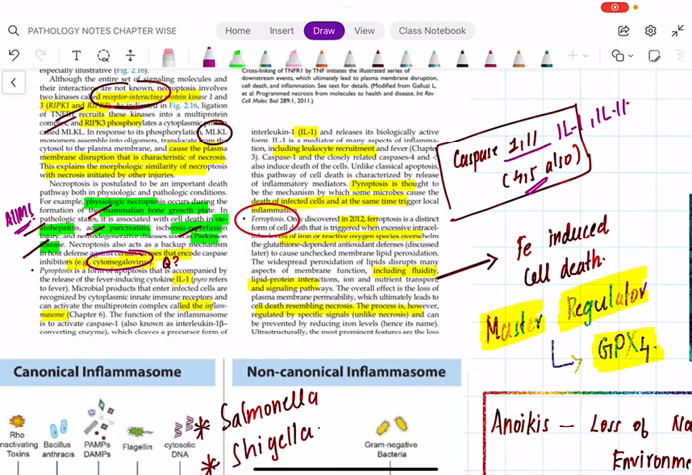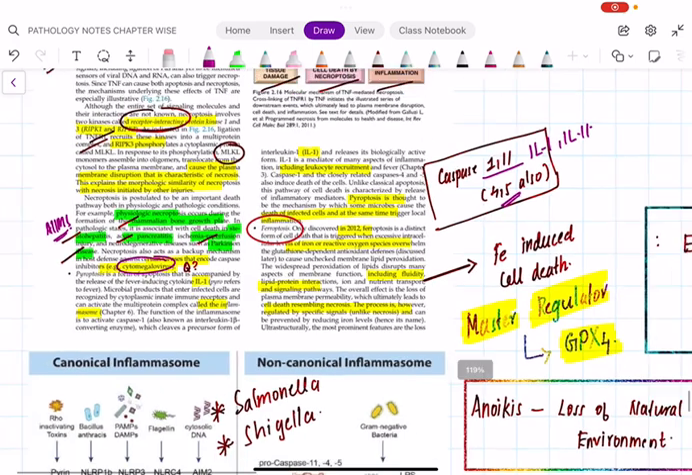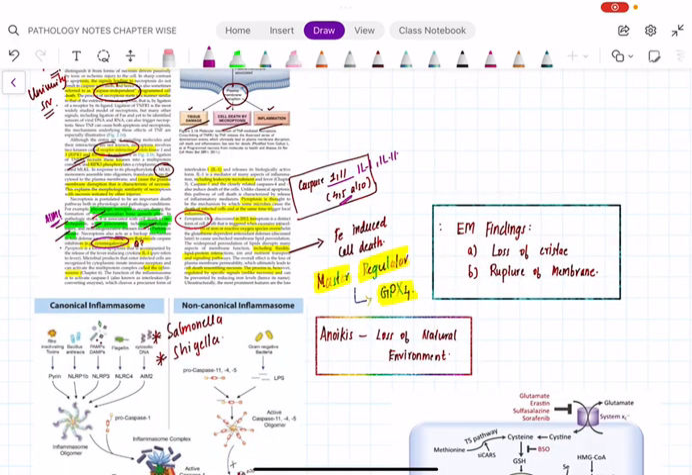But what is the differentiating feature of pyroptosis? Because of interleukin 1, 11, and caspase 1 and 11, finally fever will be produced. It is a fever-inducing mechanism of cell injury. It is an irreversible cell injury which finally leads to fever. I hope you are clear on that.